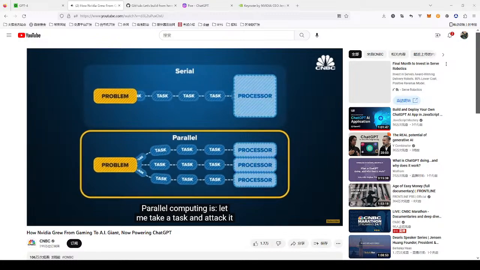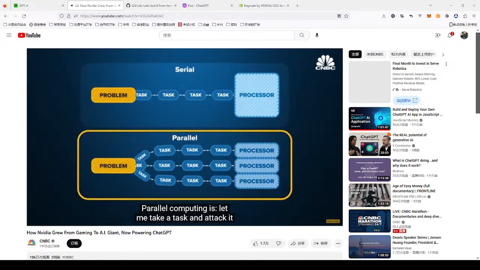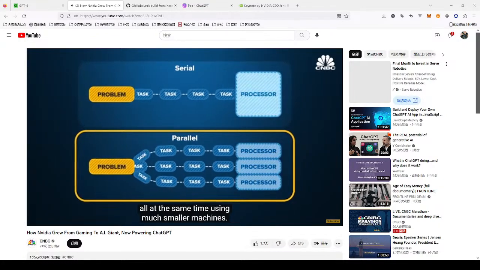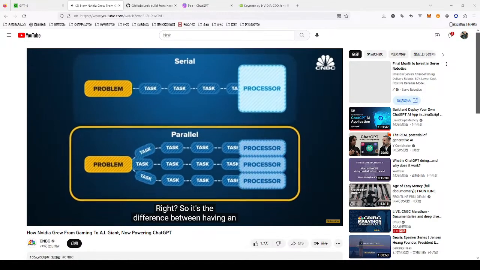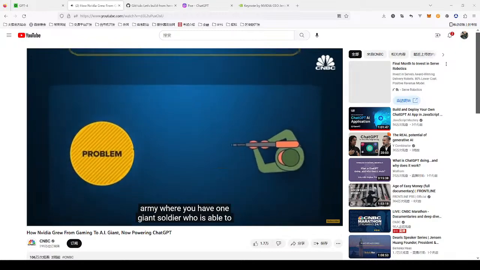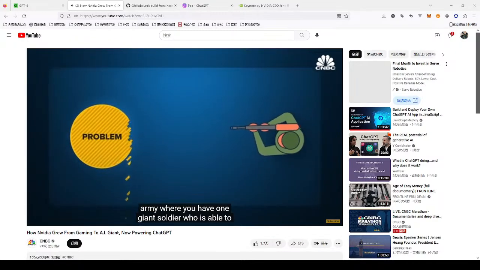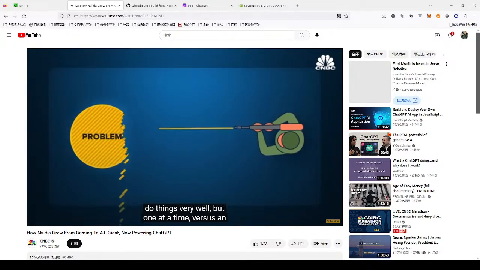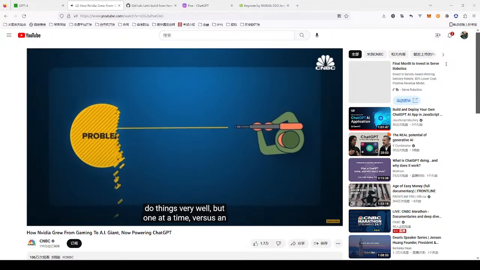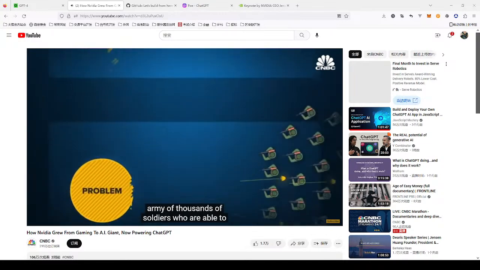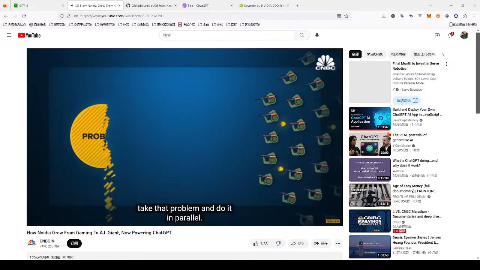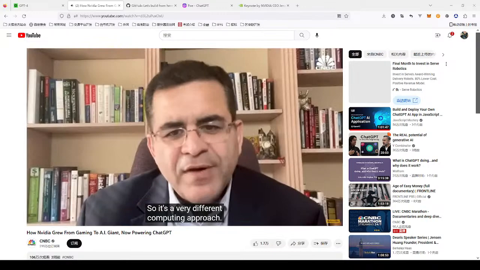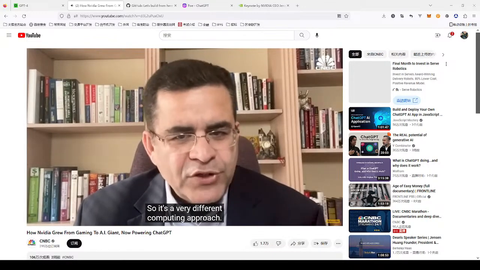Parallel computing is, let me take a task and attack it all at the same time using much smaller machines, right? So it's the difference between having an army where you have one giant soldier who's able to do things very well, but one at a time, versus an army of thousands of soldiers who are able to take that problem and do it in parallel. So it's a very different computing approach.